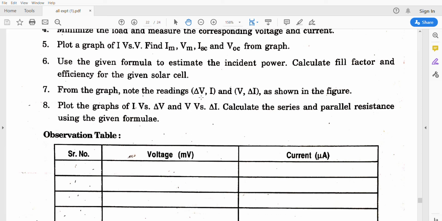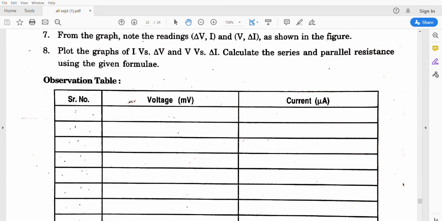From the graph, note the readings, that is the changes in the voltage and current, and also the changes in the current as shown in the figure. Plot the graphs of I versus delta V and V versus delta I. Calculate the series and parallel resistances using the given formula.